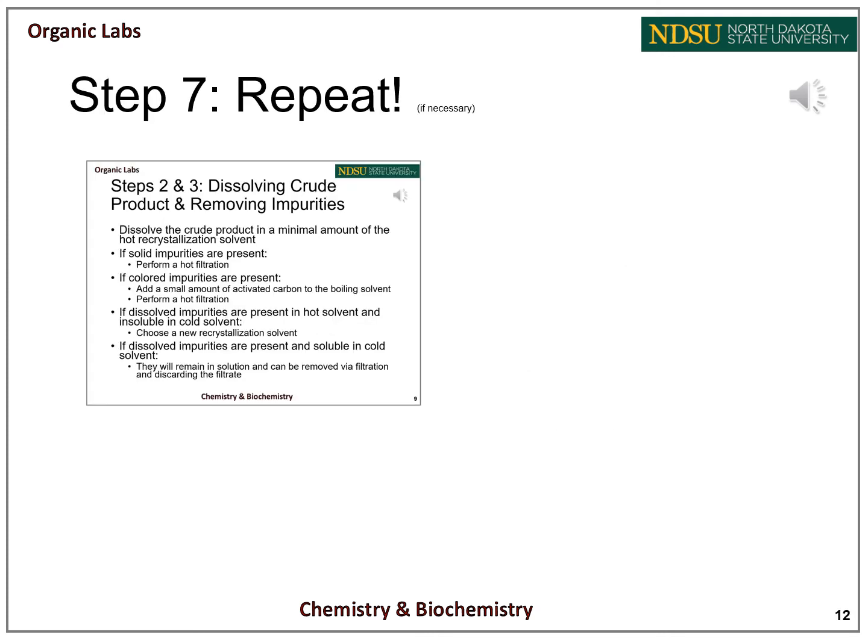This leads into step 7, repeat if it's necessary. Now we have to start the process all over again. So I'm going to start all the way back at the beginning, and we're going to go with dissolving the crude product and removing the impurities. Just kidding, we're actually going to move on to our other method of recrystallization today, mixed solvent recrystallization.